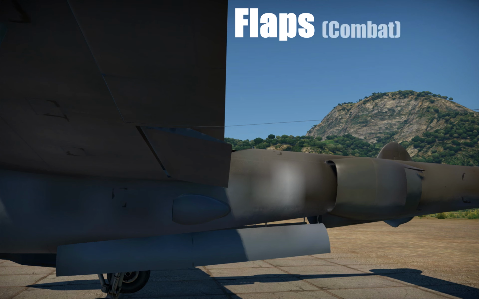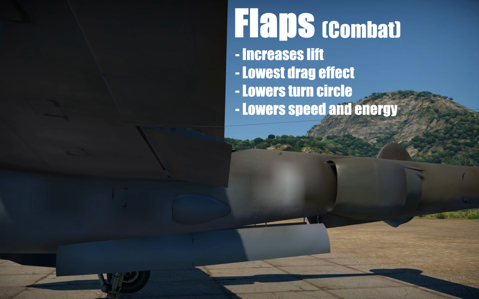The combat flaps are the first setting and use the least surface area of the flaps. So the combat flap setting will help you turn tighter by increasing the surface area, while at the same time producing the least amount of drag behind the wing. You will lose speed and energy by using any flap setting, but again, using the combat flaps to turn tighter will bring along the least amount of loss in the form of speed and thereby energy.